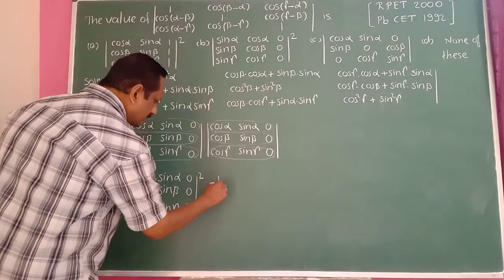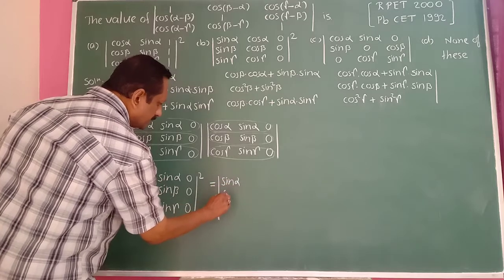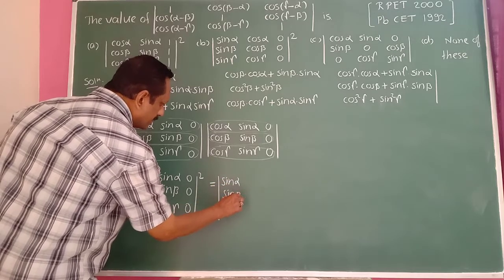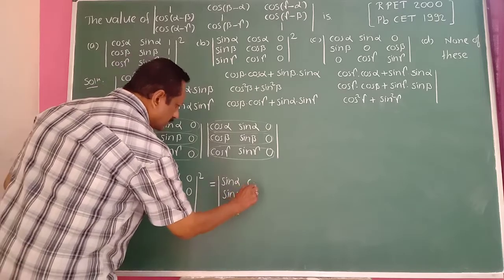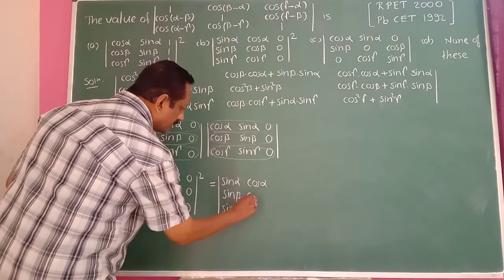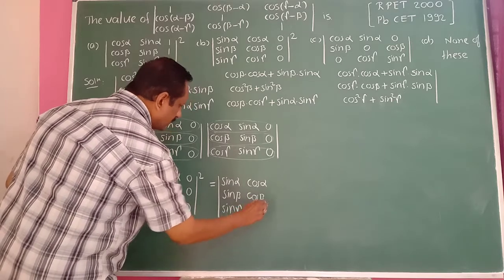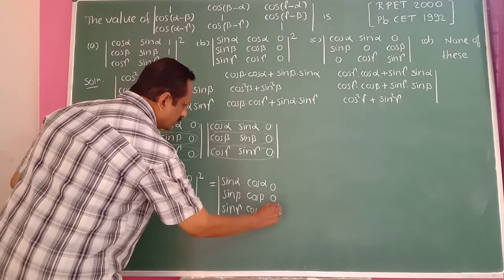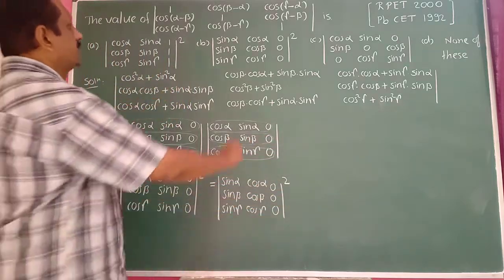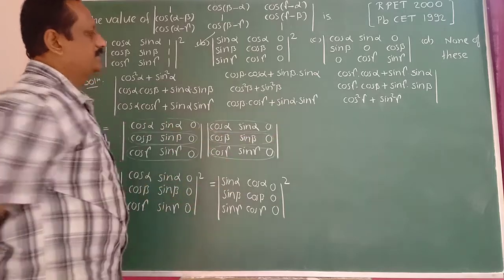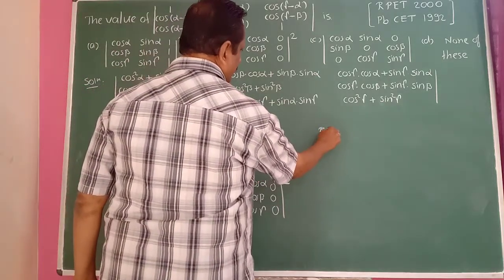Therefore, this is equal to determinant of sin alpha, sin beta, and sin gamma, then cos alpha, cos beta, cos gamma, 0, 0, 0. It's a square. Therefore the second option is correct. You are using here multiplication of row with row.